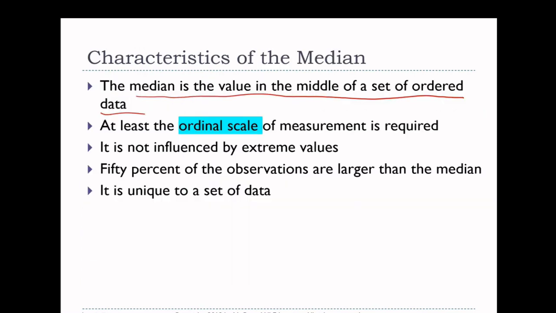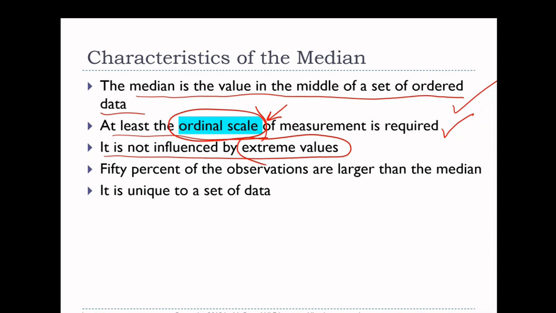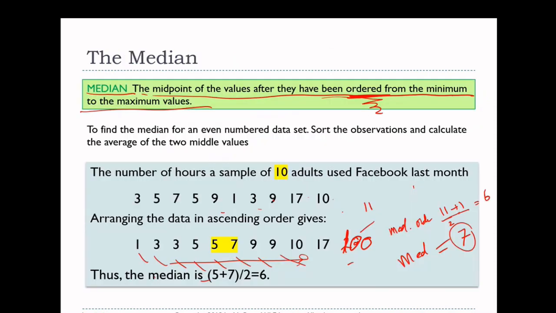So, median. At least the ordinal scale of measurement is required, so it can be applicable to find the median if my data is ordinal. It is not influenced by extreme values. I said if it's 200 here, it doesn't affect. It's 7, whatever the largest extreme number or small numbers.